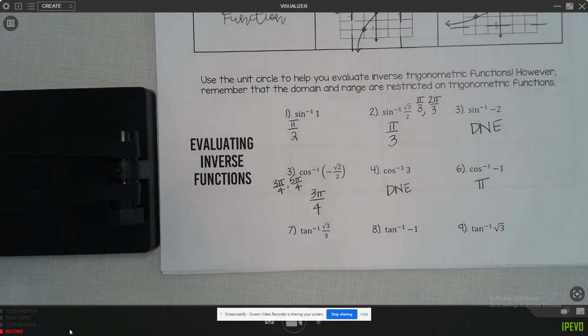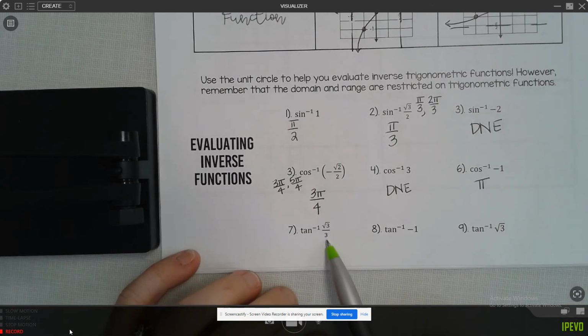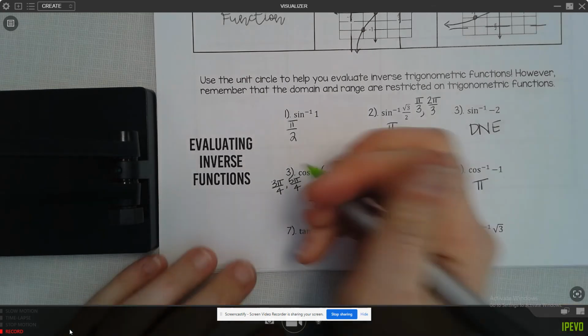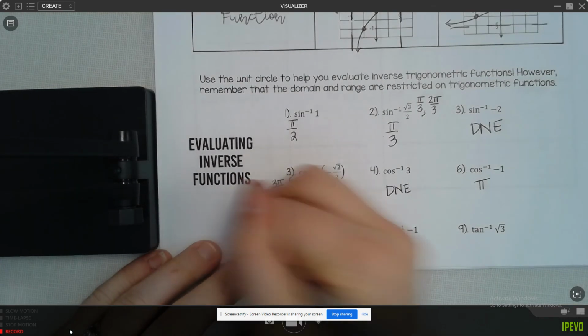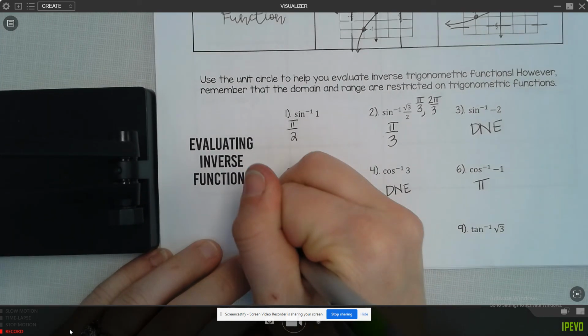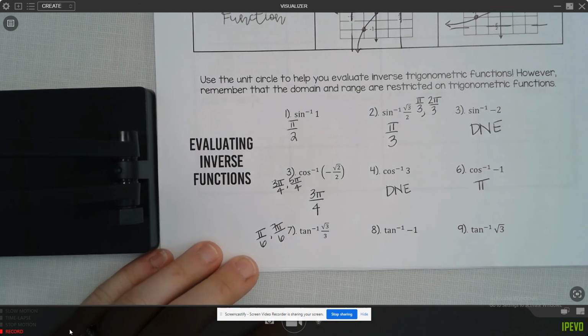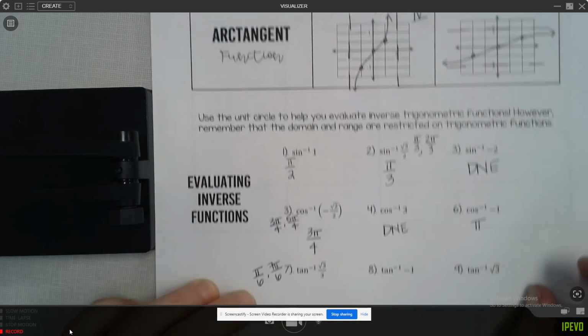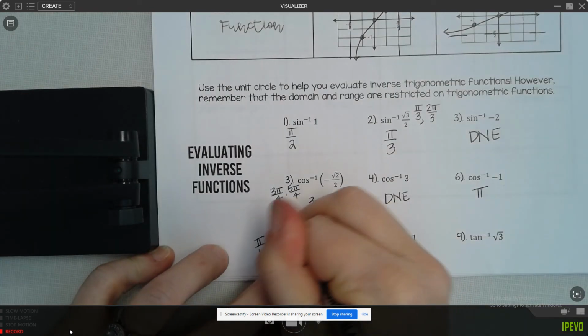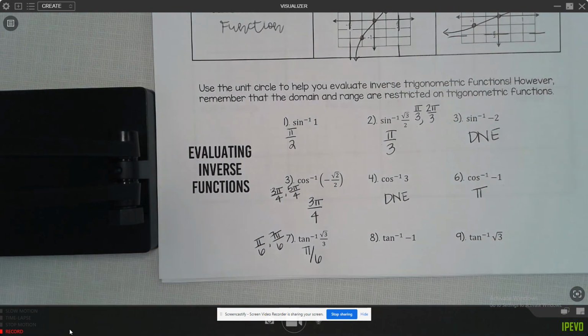Tangents are the last ones. Inverse tangent of radical 3 over 3. Where does tangent equal radical 3 over 3? That would be pi over 6, which is in quadrant 1 where it's positive, and 7 pi over 6, which is in quadrant 3 where it's also positive. But my angle has to be in quadrant 1 or 4, so the answer here is pi over 6.